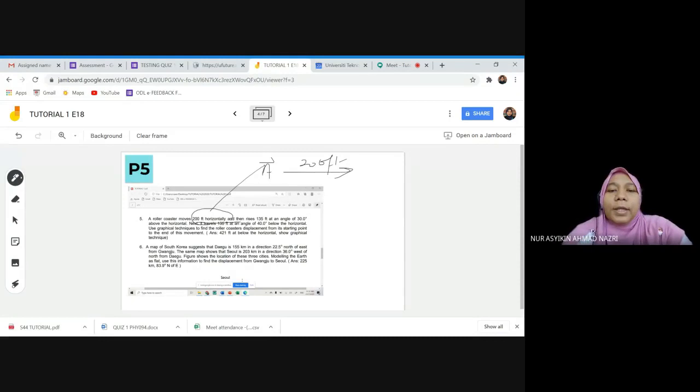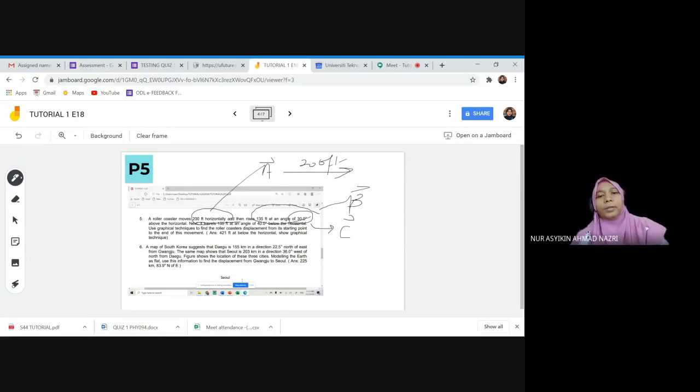Okay. And then rises 135 feet at an angle 30 degree above the horizontal. So this one become our second vector, which we can label as vector B. Next, it travels 135 feet at an angle 40 degree below the horizontal. So this one become our third vector. Okay, so settle. Dah ada 3 vektor. So now you need to draw, present it using graphical technique.